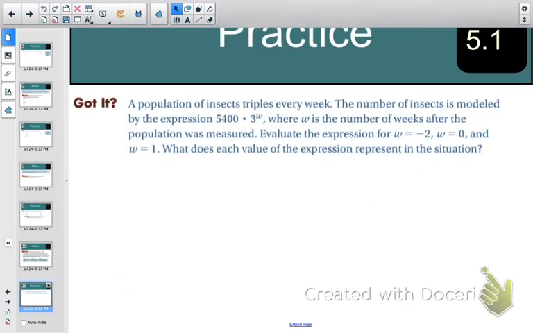Same thing here. This says it triples every week. It wants you to plug in negative 2, 0, and 1. So go ahead and do that. I will pause this. We can come back in 3, 2, 1, pause.